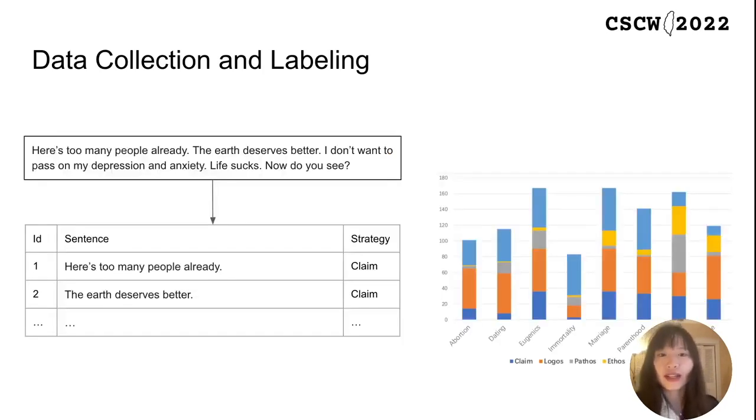To provide detailed and concrete examples for persuasive strategy, we label the post at the sentence level. And for each sentence, we first mark it as a claim or premise. And if it is a premise, we further label its persuasive strategy as ethos, logos, pathos, or evidence.